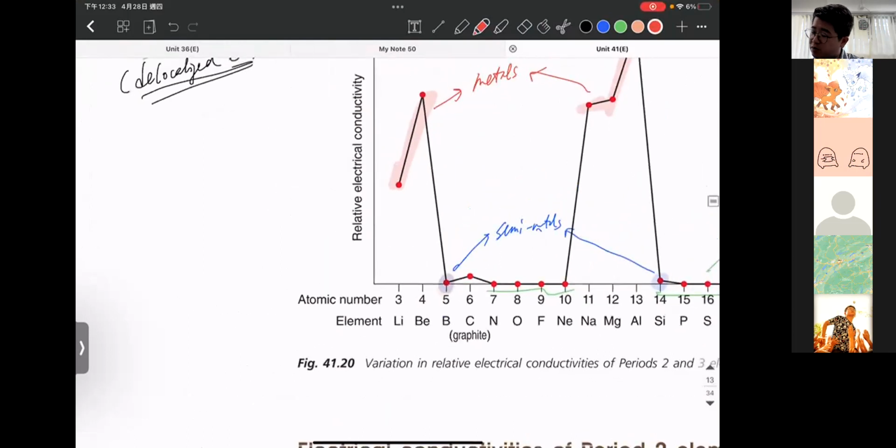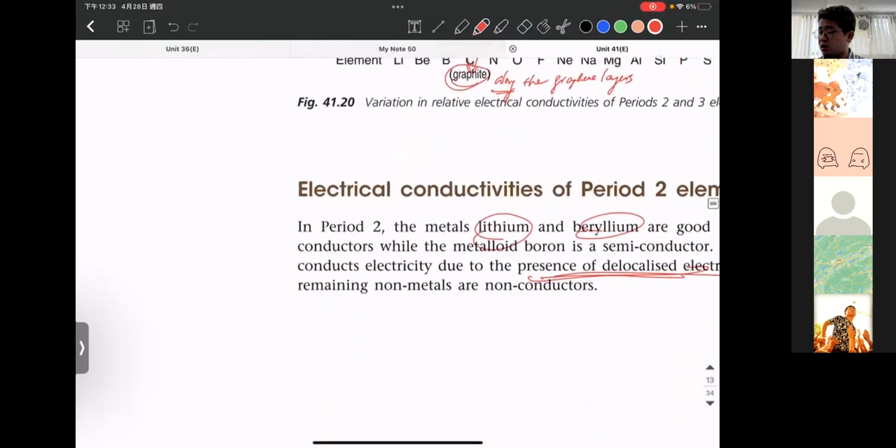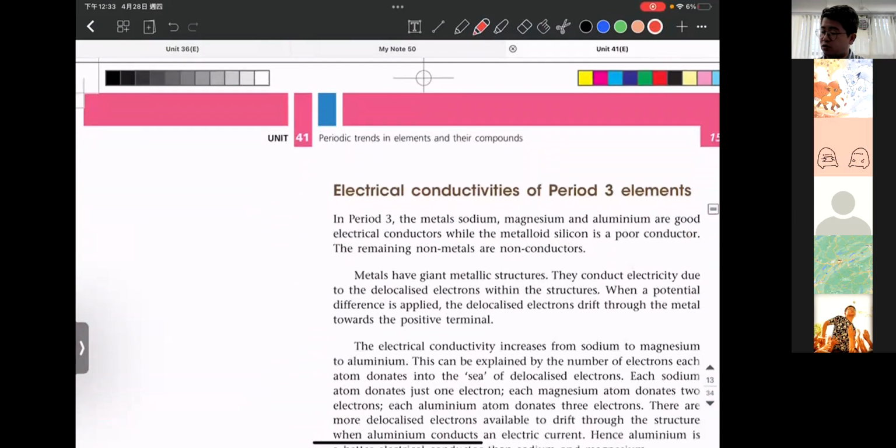Carbon is a very special case. Take a look. Carbon is a very special case in the form of graphite. This will have the delocalized electrons that will travel along the graphene layer, but not between graphene layers. Just remember that term, along the graphene layers. So this is what I would like to share with you on that.